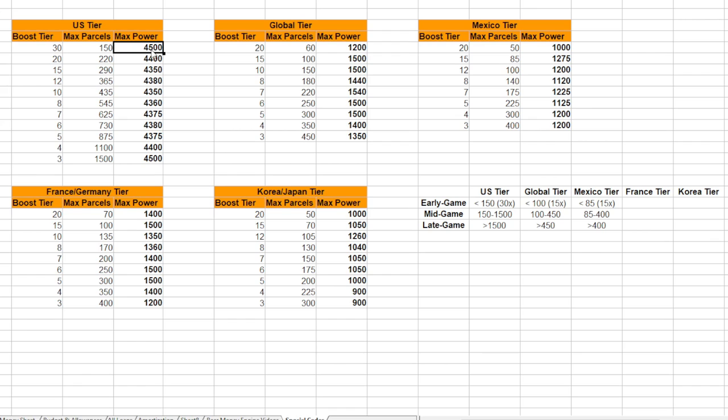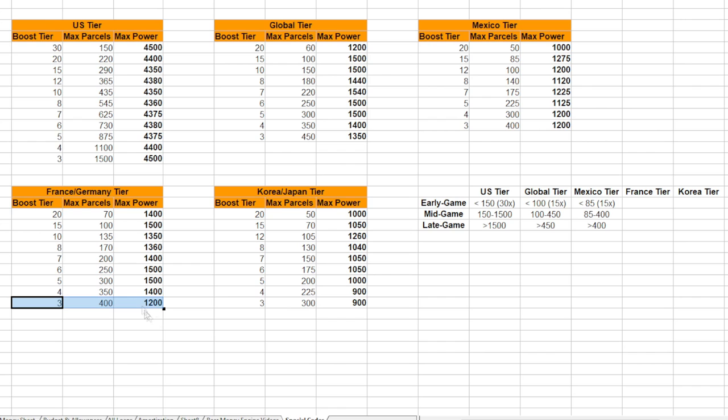All right, so as I had mentioned before, the 150 parcels give us 4,500 max power, and that's the early game. And then all of the late games would end at around the 3x tier, but I'm going to start talking about this a little bit differently. Partially because the way that the curve is for the parcel power in our 2 new tiers is very different from these first 3. I guess Mexico and Global do have a slight dip here in the 3x tiers, but nothing quite like the France and Germany tier. As you can see here, we're going from 1400 all the way to 1200.